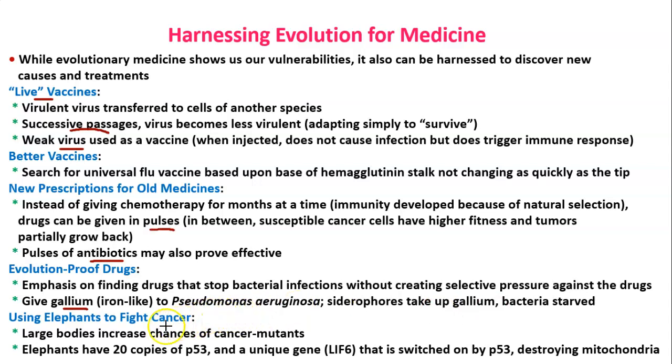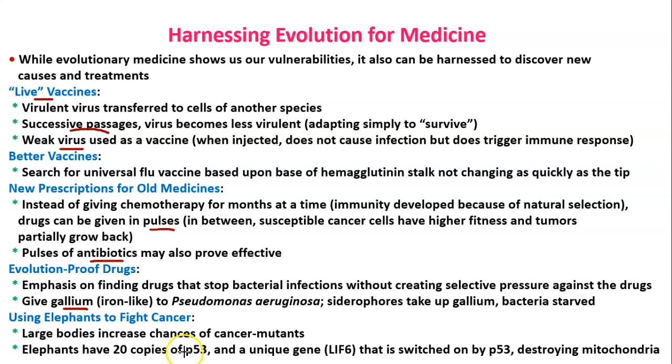And as a last example here, using elephants to fight cancer. Large bodies increase the chances of cancer mutants. The more cells you have in your body, the more opportunities there are for mutations that can give rise to cancer. So we would expect that really large-bodied animals like elephants or whales would have higher incidences of cancer, but in fact, they don't. So, of course, we want to know why. And what is it that we can harness from our knowledge that can help us to battle cancer? Well, we have one copy of the P53 gene that, as a tumor suppressor, helps prevent cancer from developing.